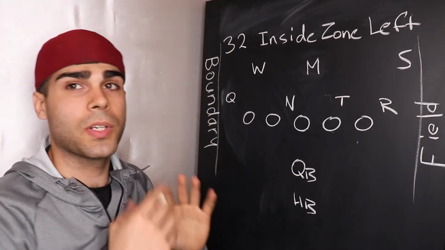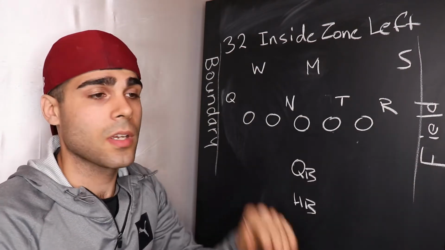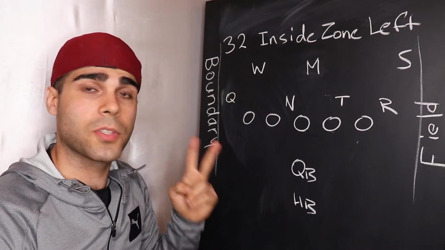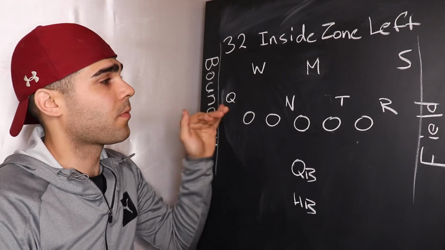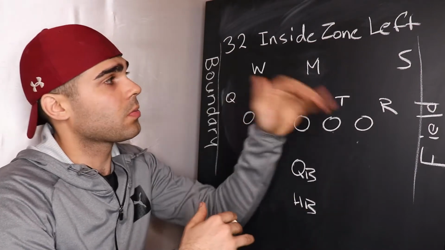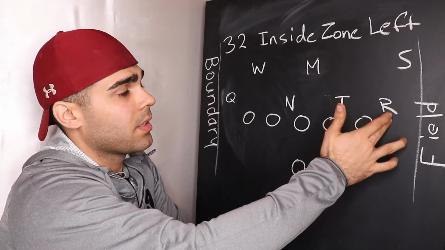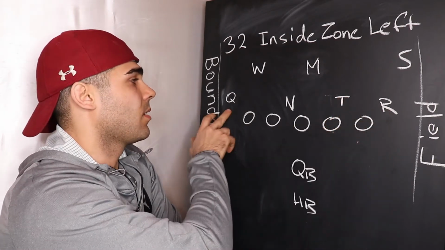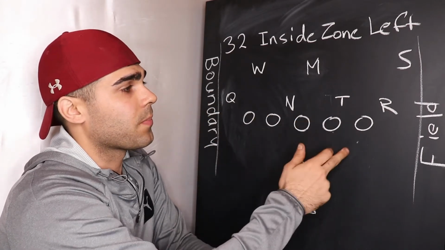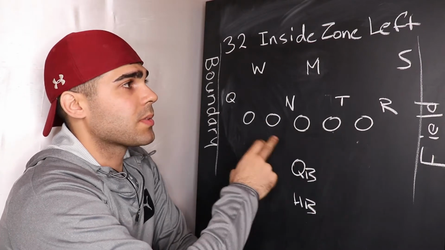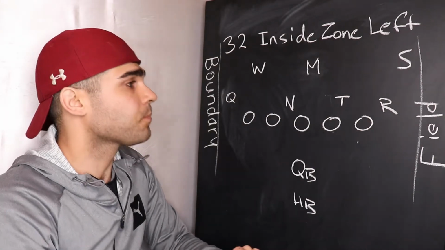So 32, referring to our formation, means on the field side we'll have 3 receivers, and on the boundary side we'll have 2. Makes it fairly easy. On the defensive side we got 4 down linemen and 3 linebackers, and their gap control will be the rush to the outside contain, the Q, the quick, on the other side with a nose and a tackle in the B and A gaps, with the Mike attacking the other A gap and the Will in the B.